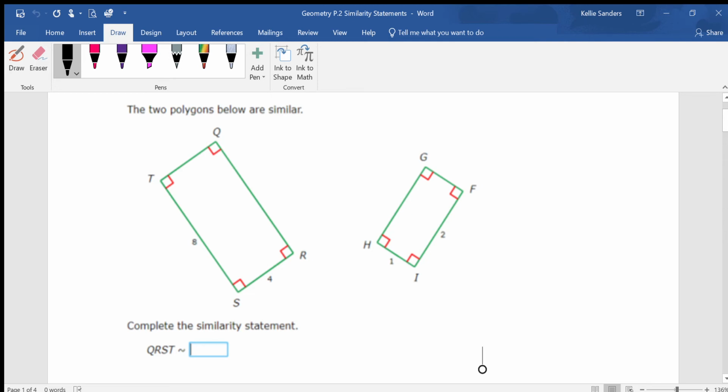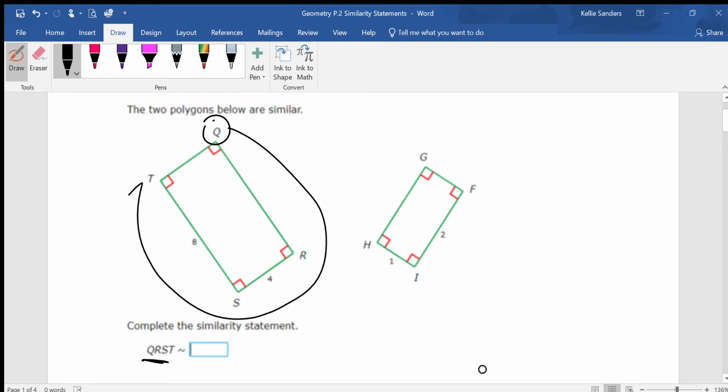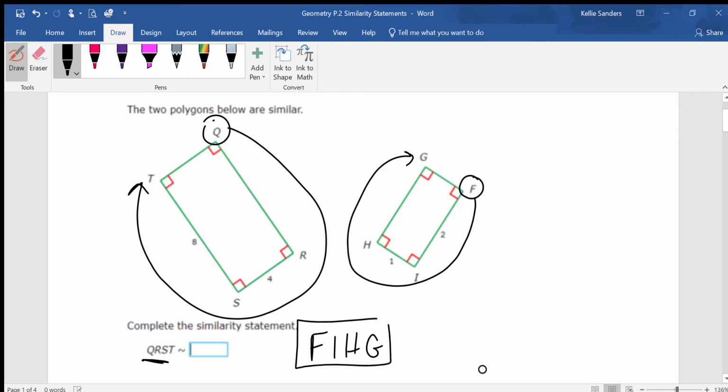So it says QRST. So we're going to start from Q, R, S, and then T. In a rectangle, it's kind of easier than normal. So you would just pick a corresponding angle. Most of y'all would pick F, and then you'd go this way, F, I, H, G. But since it's a rectangle, there are more correct answers, but there are incorrect answers also.